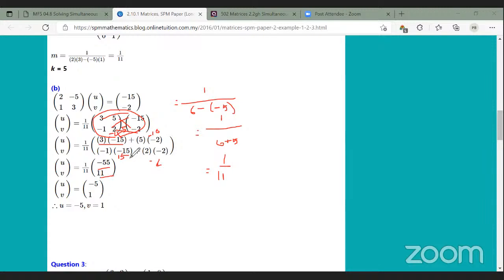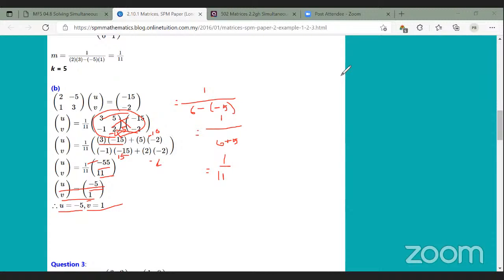Once you simplify this matrix, you times it in with the 1/11. So 1/11 times -55, you'll get -5, and 1/11 times 11, you'll get 1. As you can see, U lines up with -5 and V lines up with 1. So your U will be equal to -5 and your V will be equal to 1.